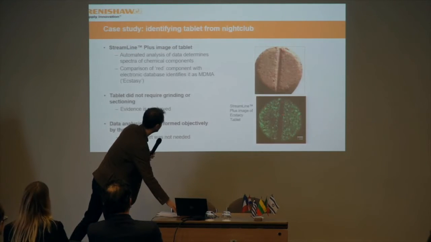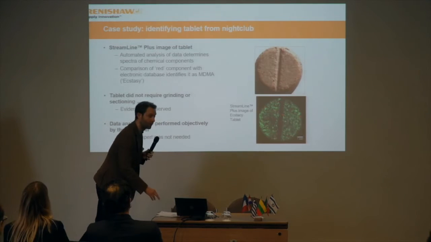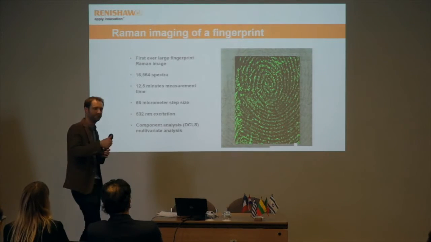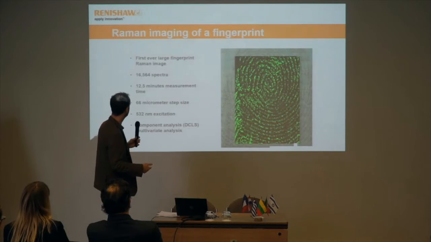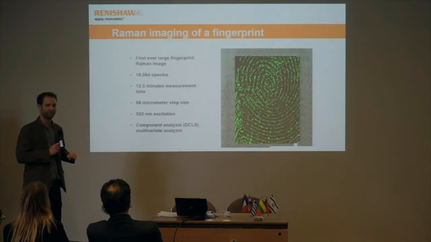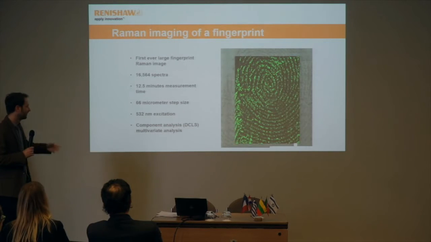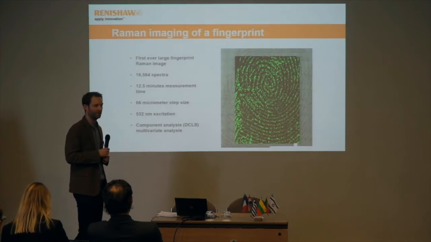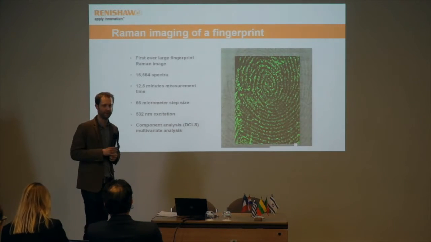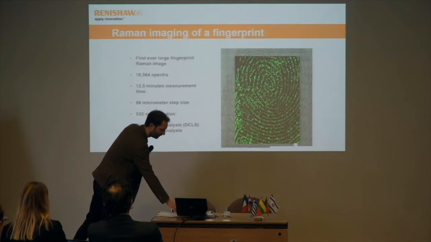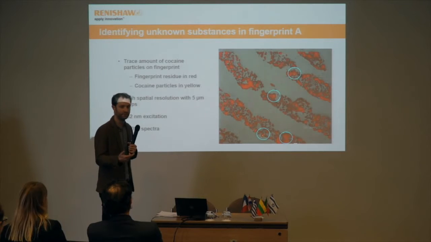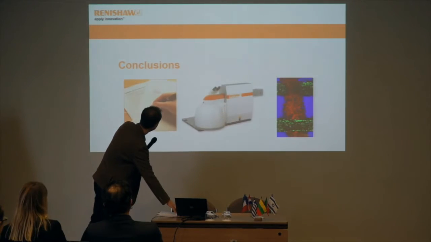We did the same thing with an ecstasy tablet from a nightclub, which was acquired legally, by the way. I just need to mention there's a fingerprint, just to show that we can also detect the grease from the finger. This map took, no, I think this is the one that took 12 minutes. That's not the one before. This one contains 16,000 spectra, and it took 12 minutes to obtain. We now have some fast mapping functionality, which has really helped in the last years for Raman mapping. So here we can even detect traces of cocaine within a fingerprint. This is due to the high spatial resolution of Raman.